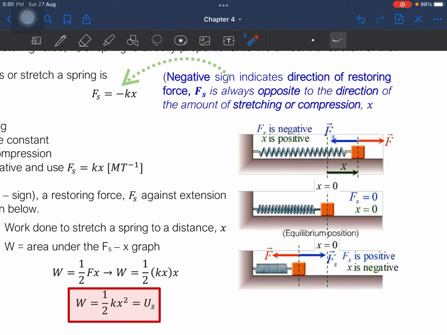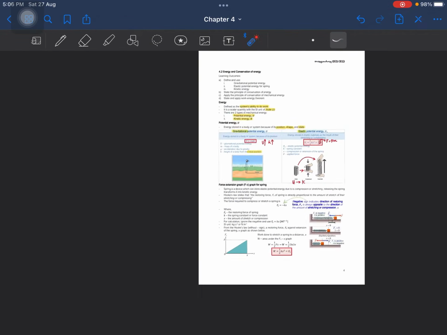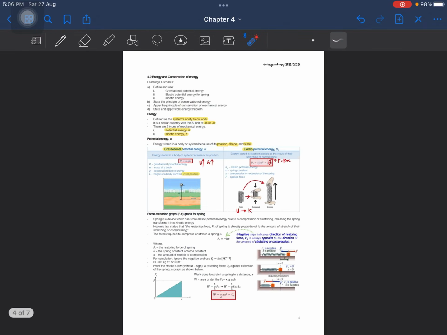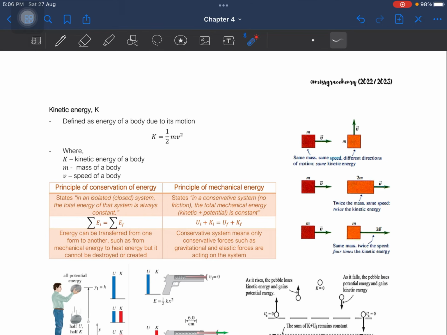And then untuk bila this spring is compressed, the restoring force will be trying to bring it to its original position in the opposite direction. So that's why the restoring force will be negative bila the force is positive. Macam tu. Okay? Alright.